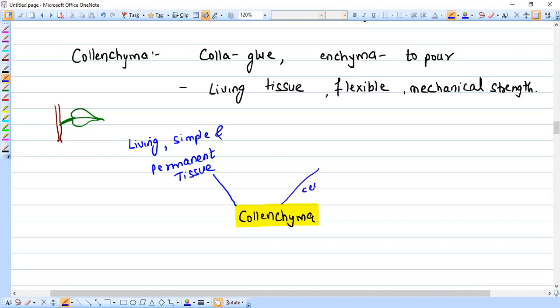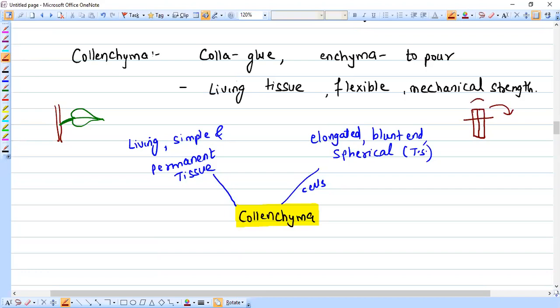How are the cells? With respect to cells, we can say all the cells are elongated. They have blunt end. Blunt end means the one which is not sharp. But when we look at the TS, they will appear spherical. TS means what? Transverse section. So if I draw these cells, these are all elongated ones. But if I cut and see from the top, from above, I will see they appear spherical. That is what they are trying to say here, that the cells are elongated, blunt end, but spherical in TS.